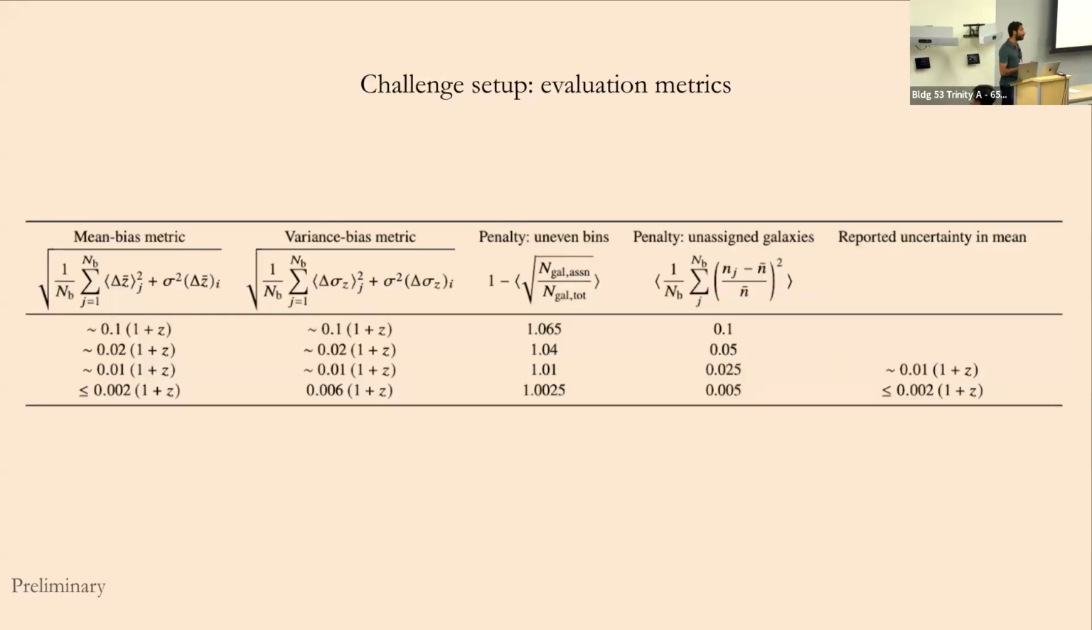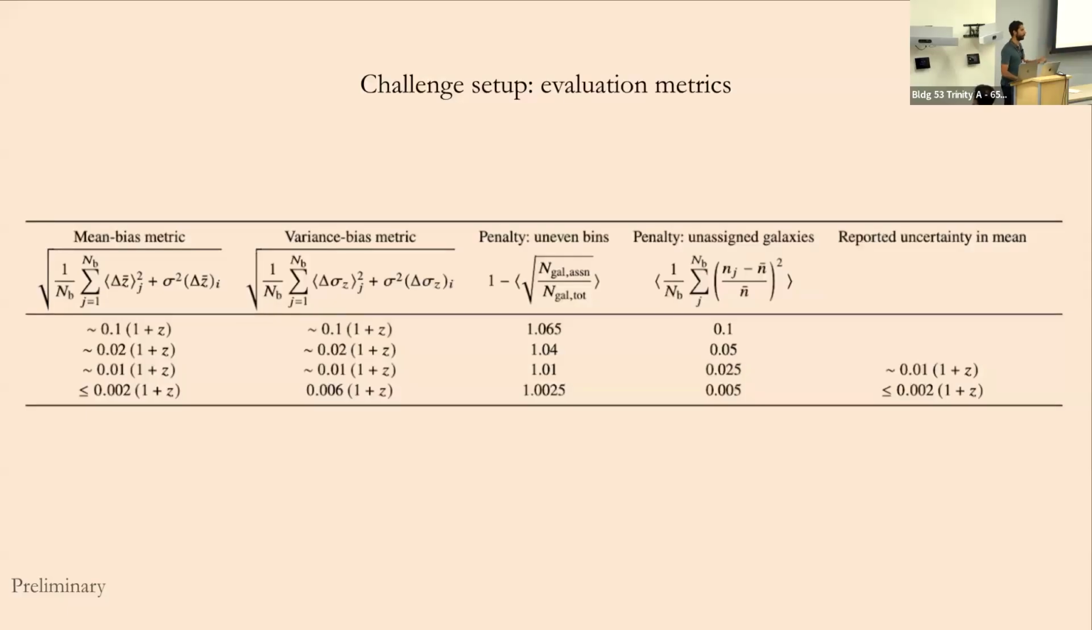We're going to penalize uneven bins. The idea being that all else being fixed, you want even signal to noise in your bins, as well as penalizing unassigned galaxies. So entrants to the challenge do have the choice to throw out certain subsamples and say, you know what, I can't calibrate these, I'm going to exclude those. That's fine. You will be penalized for that though. So it's a trade-off between constraints and assignment.